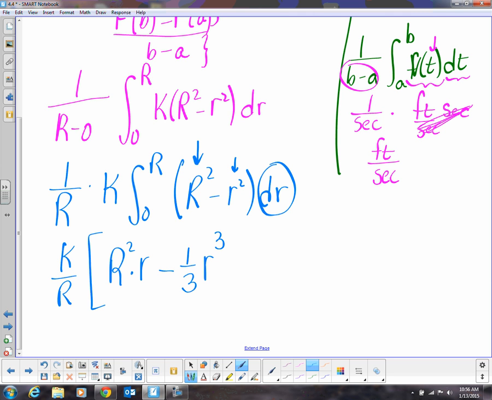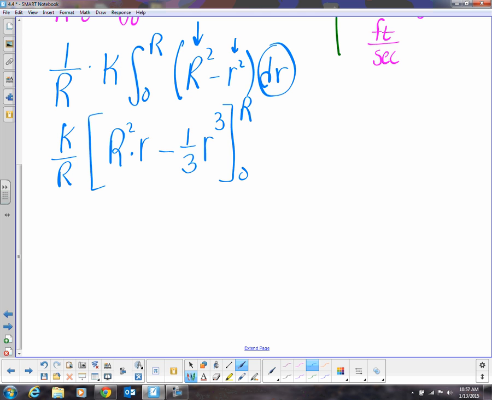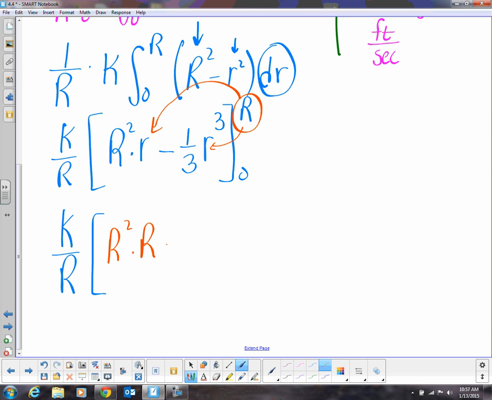Why did I not do that process on capital R? Because that's a constant, and this is a variable. The radius of your artery does not change. We're going to assume there is no plaque or buildup or whatever that stuff's called. All right, so this is going to be, now what do we do? We are going to substitute capital R every time we see what? Little r. So that's going to be R squared times big R minus 1/3 big R cubed.